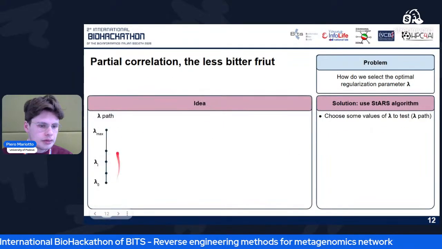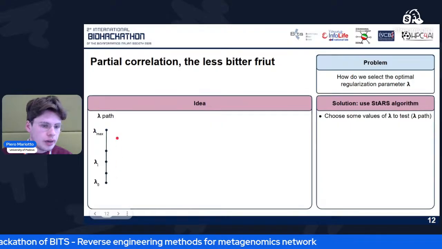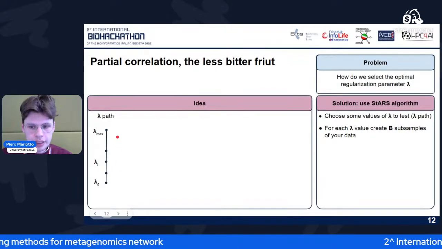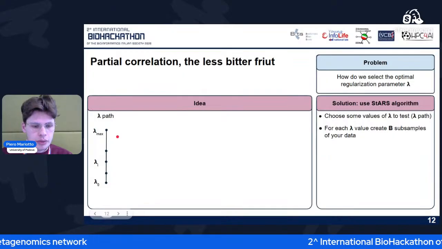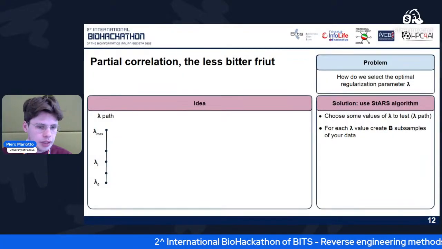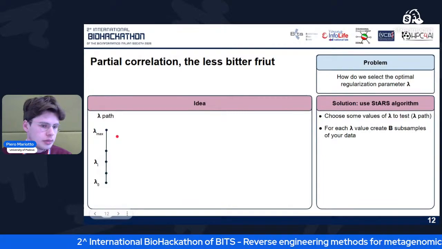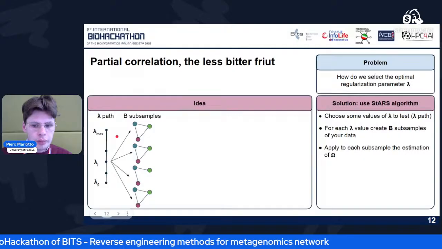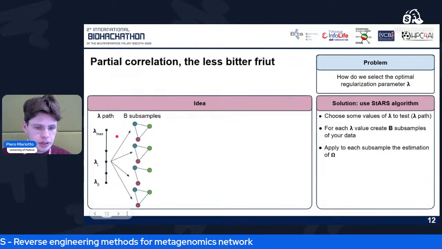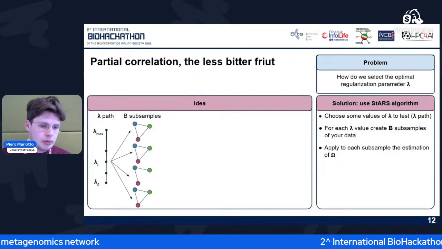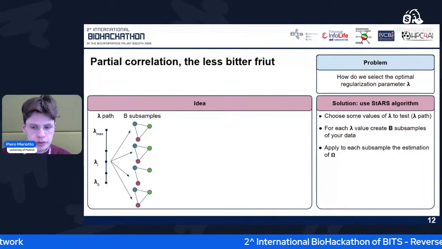So you end up with a series of discrete values of lambda that you want to test. Then for each value of lambda, you create B subsamples of your data. So you take your input count table and you subsample it to obtain B tables from the original one. Then on each of these tables, you apply your inference of the precision matrix. So you end up with B precision matrices, which can be interpreted also as a graph, as we saw before.